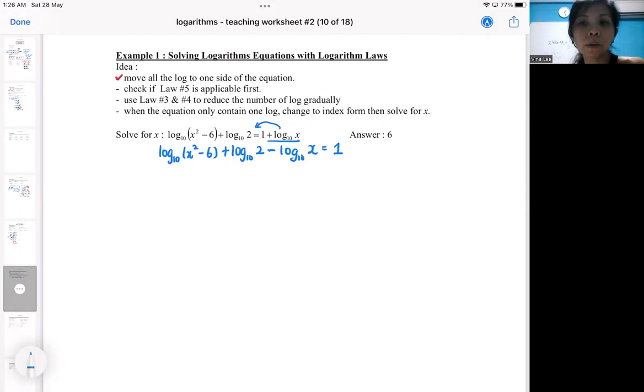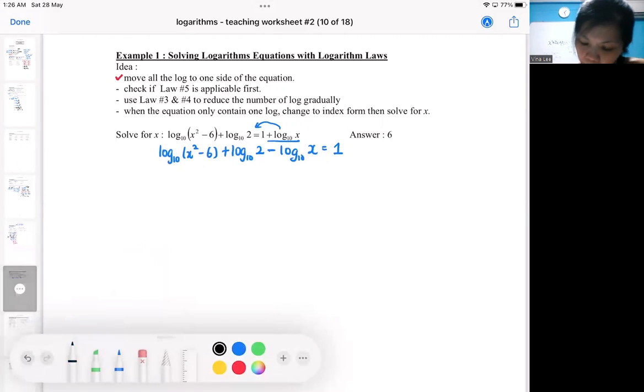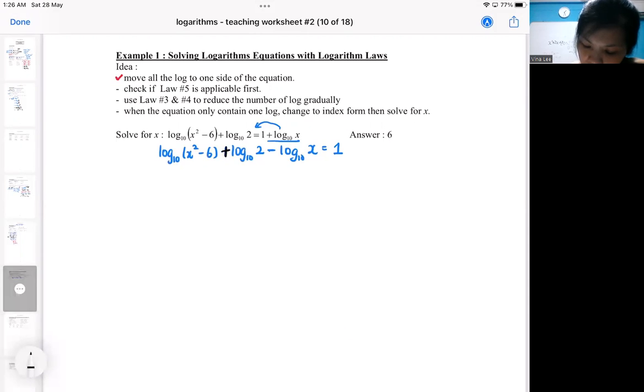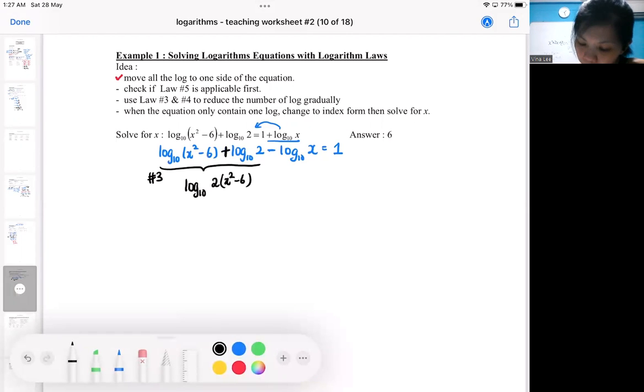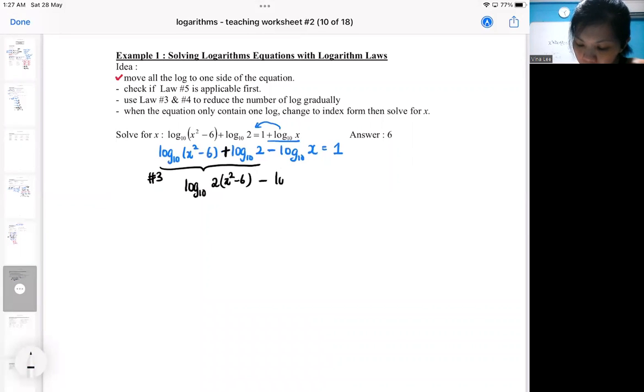So you reduce the number of log slowly. So I'm going to reduce the log plus log first. It is 1 log plus 1 log. So I'm going to use my rule number 3. It will become a product. So if I use my rule number 3, it will become my product.